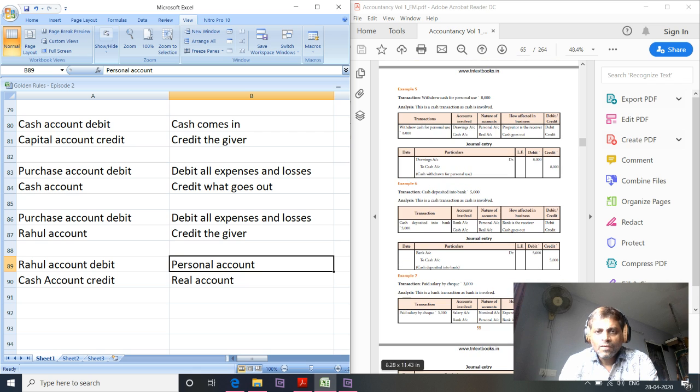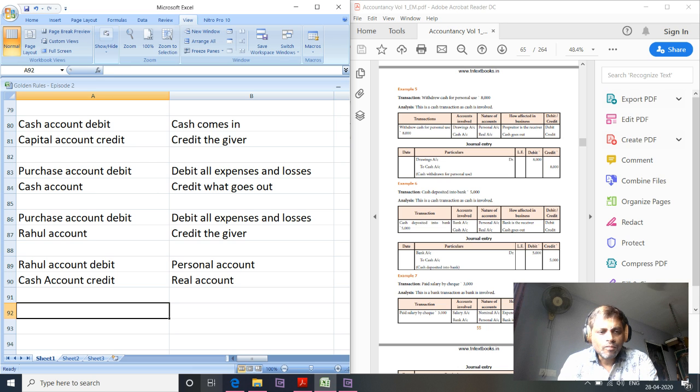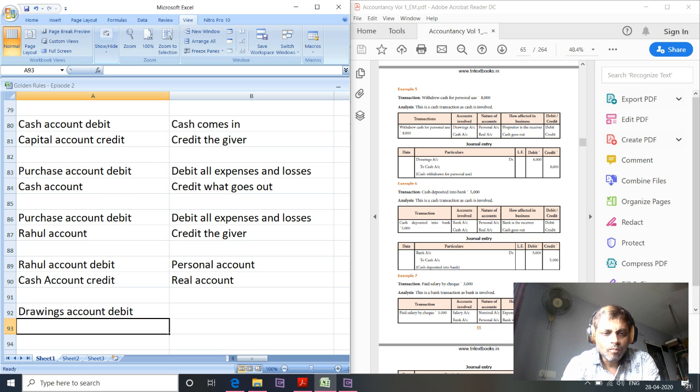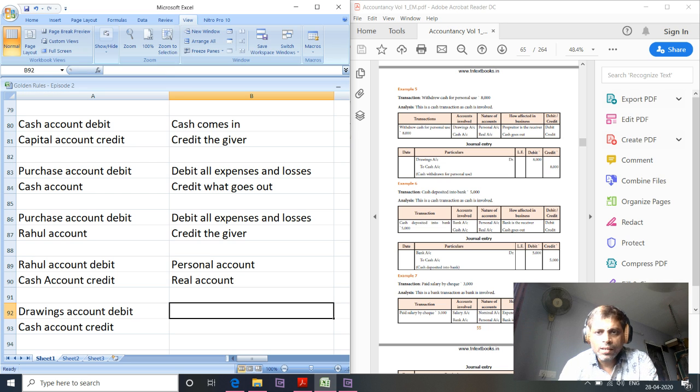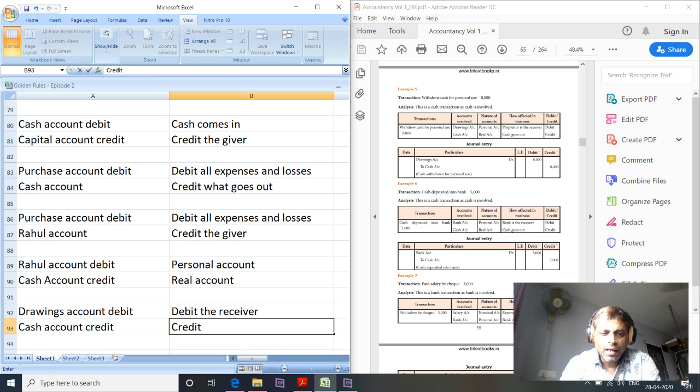Fifth example is withdrew cash for personal use. Cash is withdrawn for personal use. Okay. Drawings account debit and credit what goes out? Cash account credit. Why drawings account is debited is, drawings again it's a personal account. So debit the receiver. Drawings is the owner of the company withdrawing cash. So when he or she withdraws cash, obviously it's a personal account. So debit the receiver and cash account is credit what goes out.